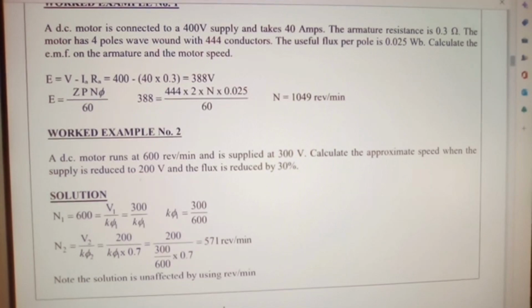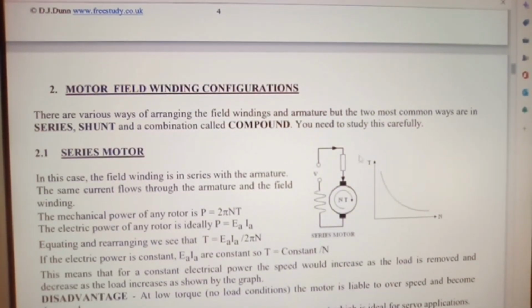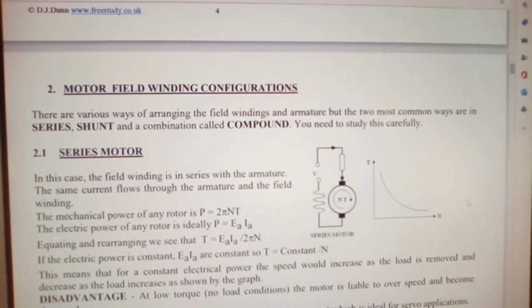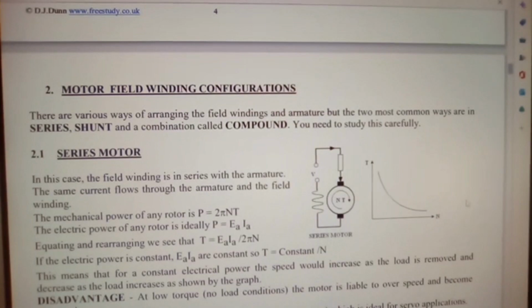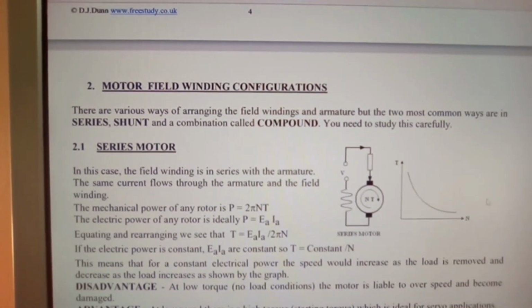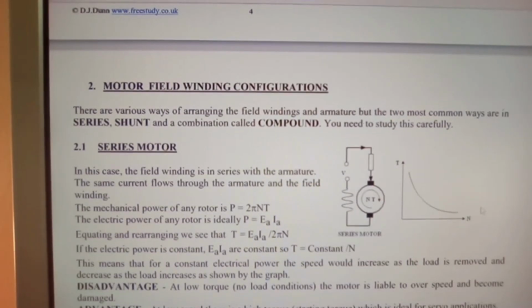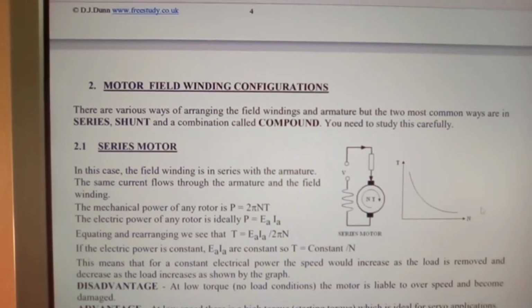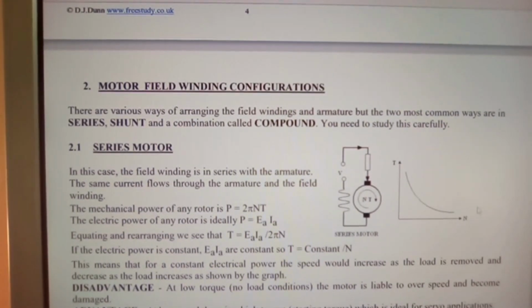Okay, let's move on a bit more now. Motor field windings and configurations. Now, what exactly does that mean? There are various ways of arranging the field windings and armature, but the two most common ways are in series and shunt, and a combination called compound. You need to study this carefully.